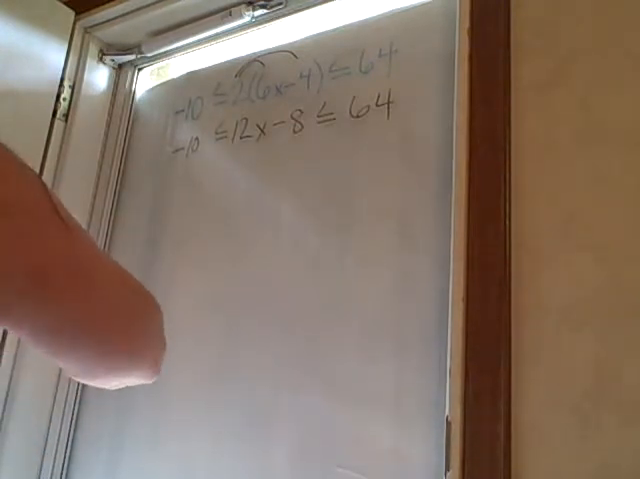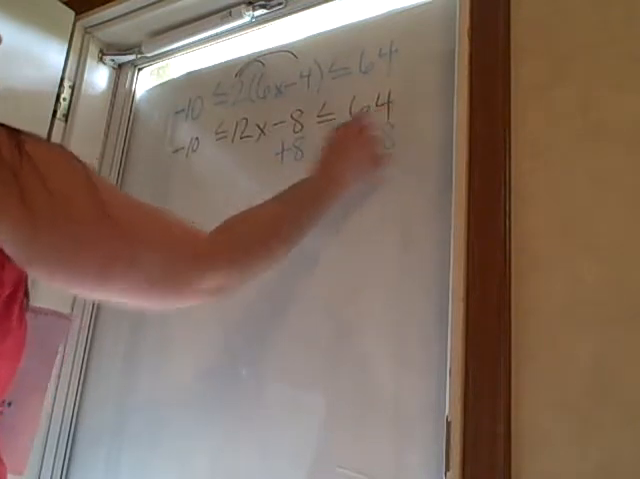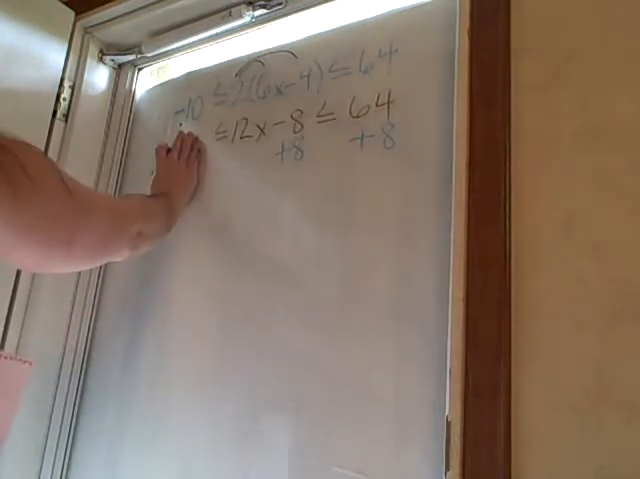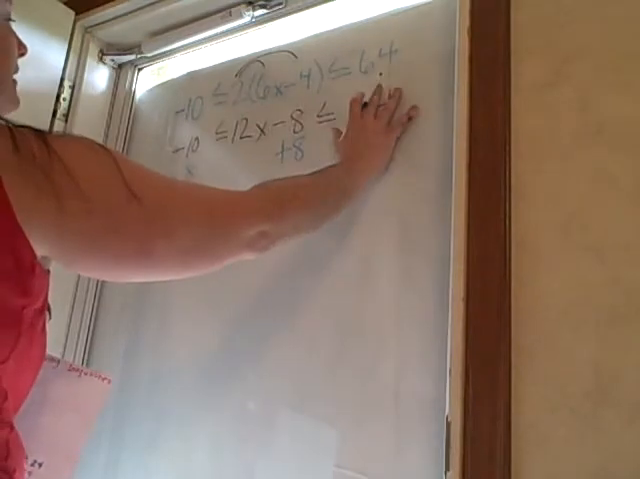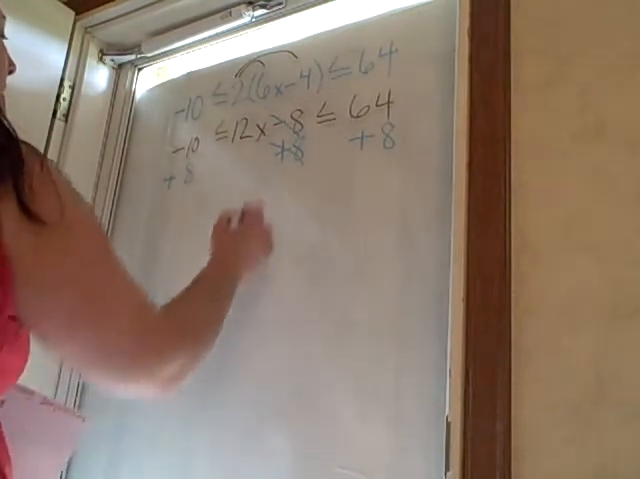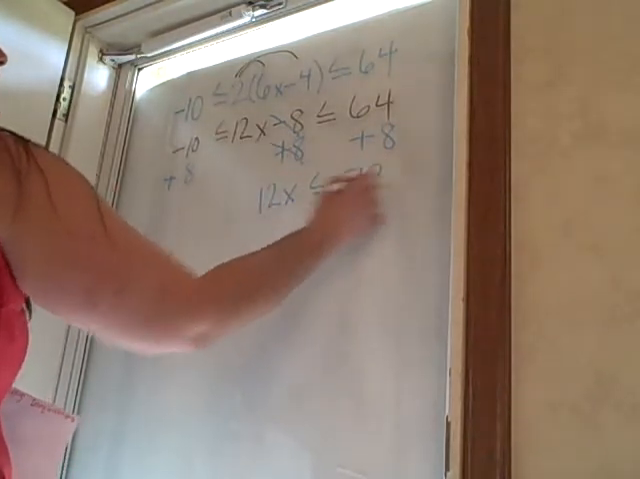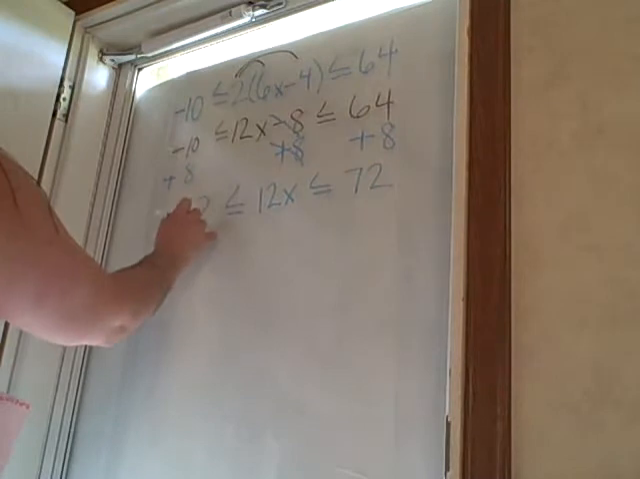I then move the -8 with the +8. All 3 pieces have to get it: the first, the middle, and the last. In the middle, it should always cancel and go away. I have 12x left. On this side, I have 72. And on this side, I have -2.